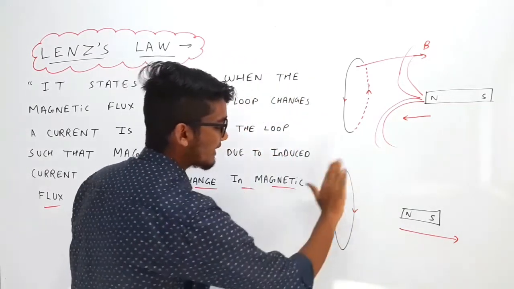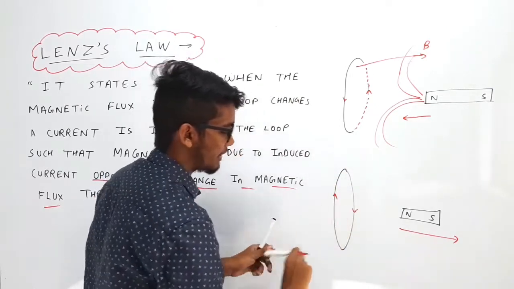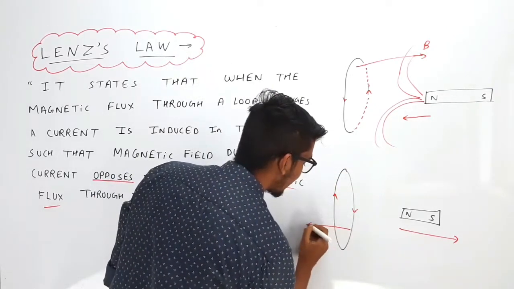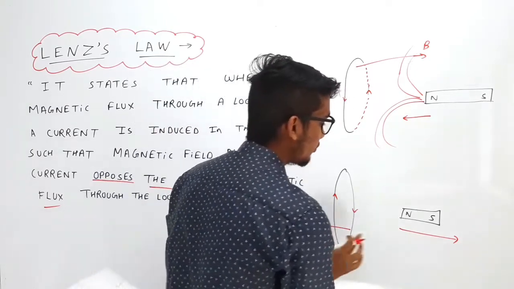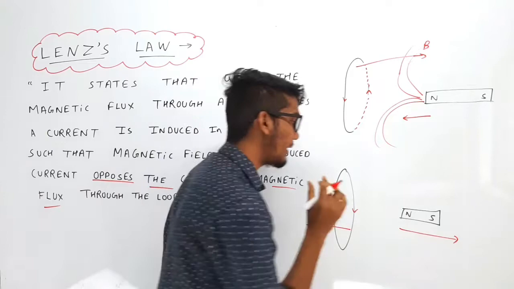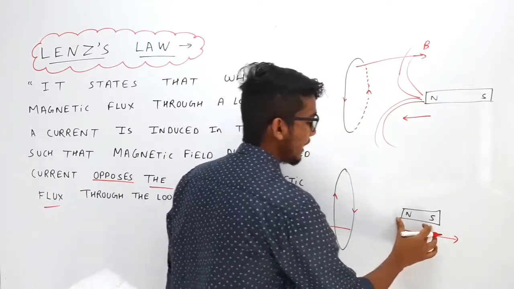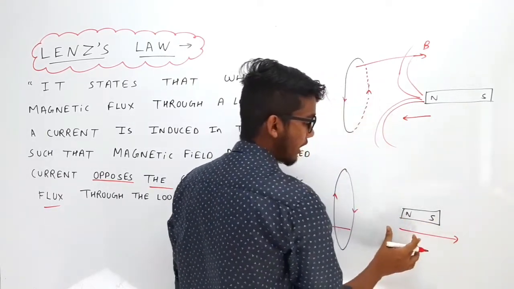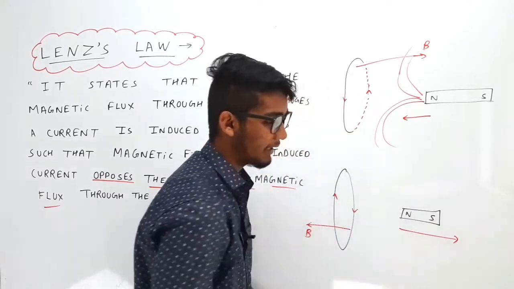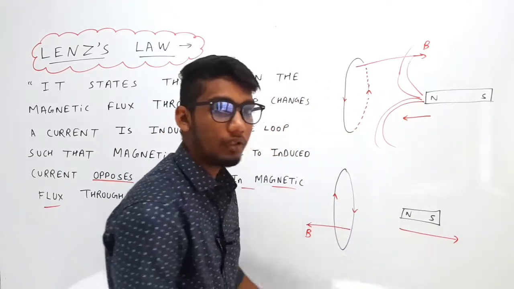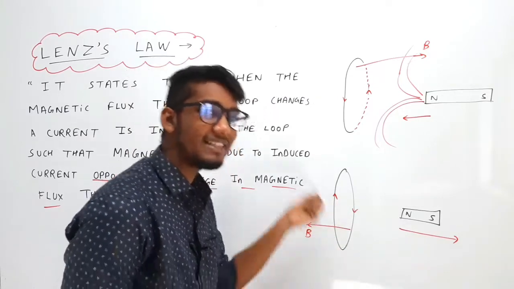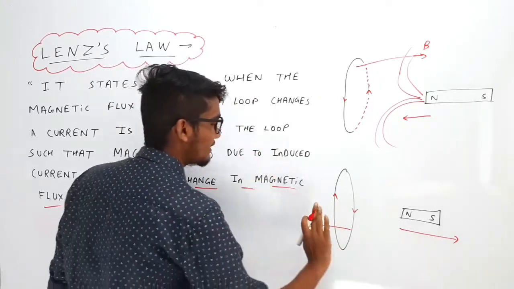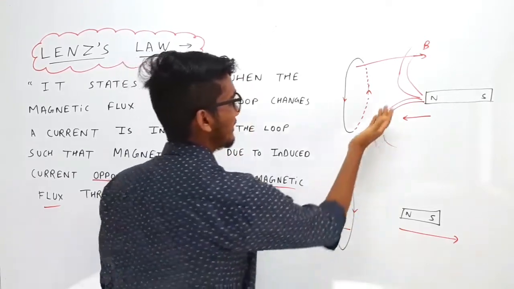Due to this current, there is a magnetic field generated in this direction, and this magnetic field will help to increase the magnetic flux. Why? Because this bar magnet is going outwards, and due to this there is a change in magnetic flux which is decreasing. So current will be induced to increase the magnetic flux. That's why there is a current like this and a current like this.